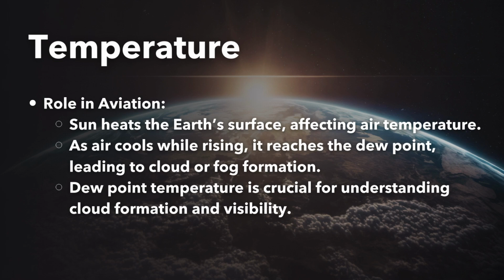After the sun's energy passes through the atmosphere, heat is absorbed by the Earth's surface, which varies depending on the season, time of day, and latitude. As air temperatures drop, especially when air is lifted by forces like thermals or terrain, the moisture in the air cools, reaching the dew point, which is the temperature at which water vapor condenses to form clouds or fog. This is a common occurrence in aviation weather, impacting visibility and flight conditions.